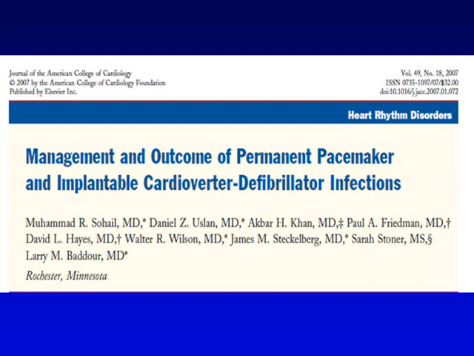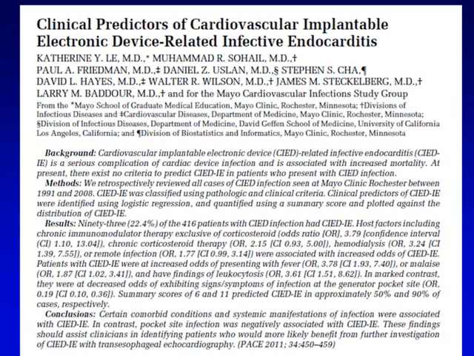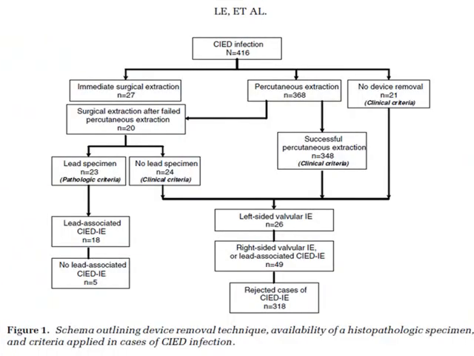I should have put this in back with the other ones. It's more algorithms on how you predict and deal with it. Clinical predictors of device infections: how do you know who's most likely to get one? This is a paper from this year. Again, you look at a variety of things that you can go through an algorithm for that gives you an idea of how likely they are to be infected.